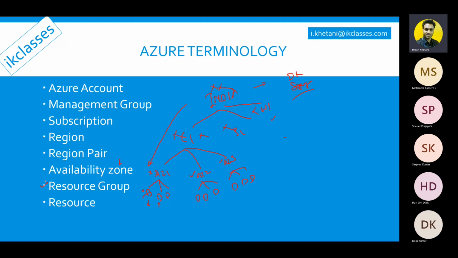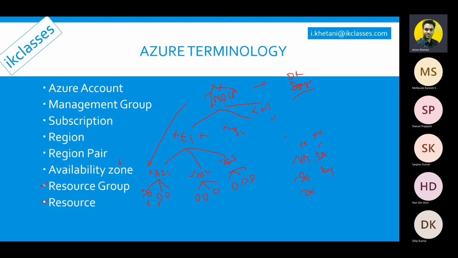Now the next one is resource group. So a resource group is a logical resource. It groups the resources. Now what are the resources? Resources are nothing but, let's say, a virtual machine, your storage account, your SQL DB, your key vault, your Cosmos DB. So all these are nothing but resources. All the services that Azure is providing to you are resources. The public IP, the virtual NIC, all are nothing but resources.